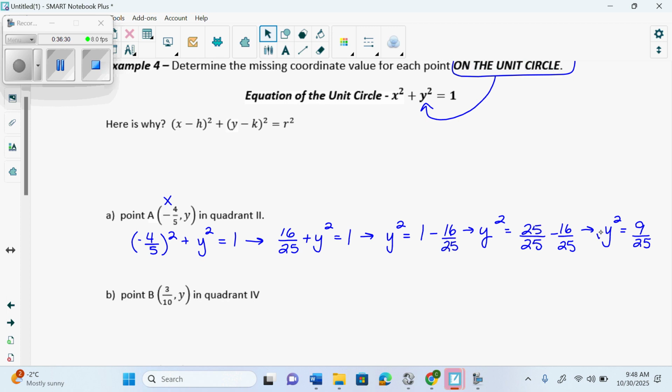And then I take the square root. What do I do when I physically take the square root? We've talked about this. Plus or minus. And 9 and 25 are perfect squares, so I get plus or minus 3 over 5. Now that is my answer unless they give me a quadrant. Oh, they did. They told me it's in quadrant 2. What are y values in quadrant 2? Positive, right? Quadrant 1, y's are positive. Quadrant 2, y's are positive. 3 and 4, they're negative. So my answer is actually 3/5.